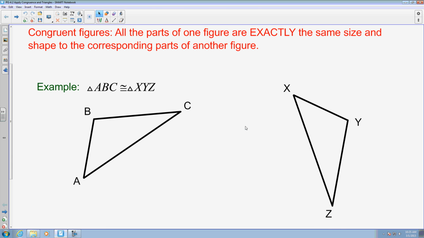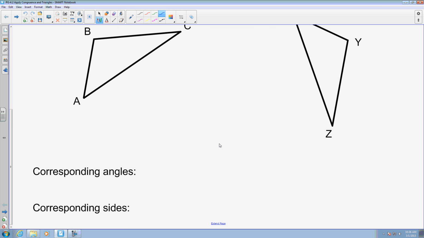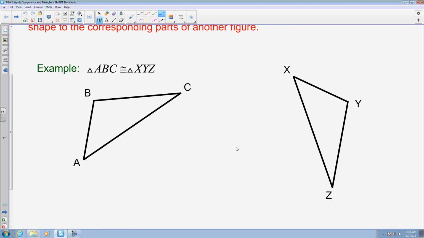So we have a triangle. We have two triangles set before us, and it says up top that triangle ABC is congruent to triangle XYZ. Now, that is what is called a congruent statement. And what we have to do is identify from that congruent statement what our corresponding angles and what our corresponding sides actually are. And it's pretty simple to decode that because it comes from the congruent statement itself.